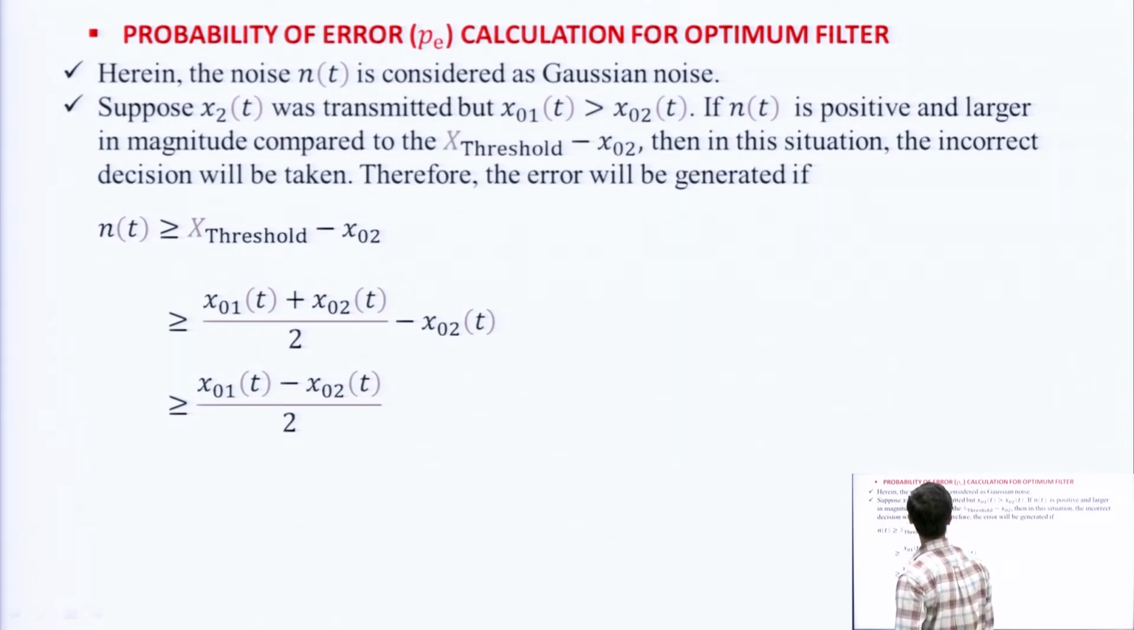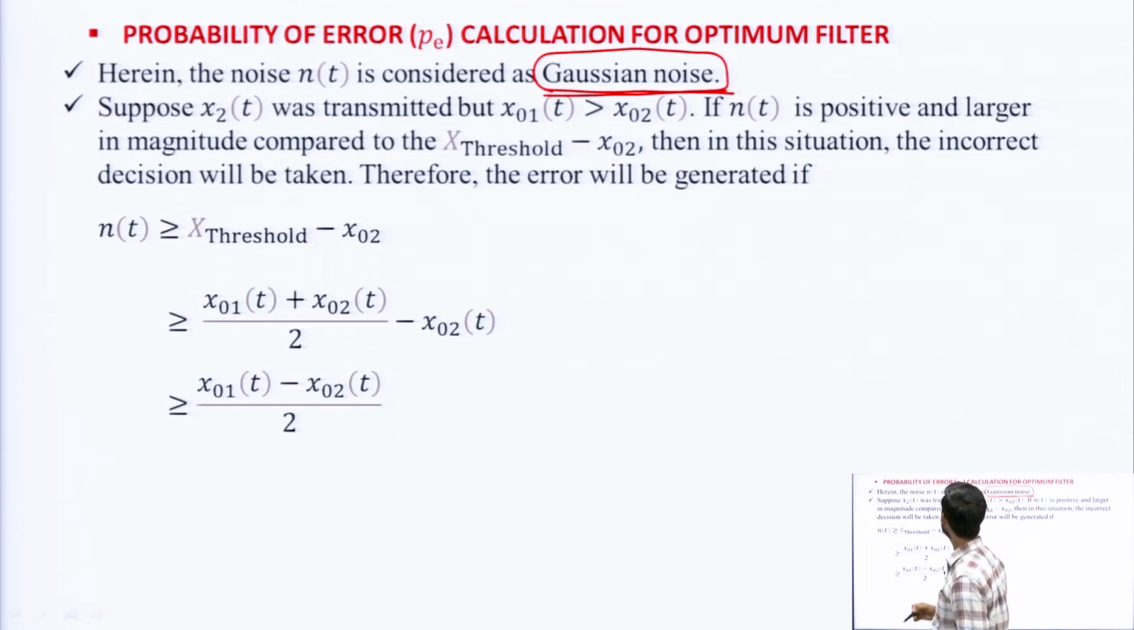Now, we will calculate the probability of error for the optimum filter. Here, the noise n of t is considered as Gaussian noise. This is one of the important distributions. Naturally, many distributions follow the Gaussian distribution, so here we are considering that this noise is Gaussian. Suppose x2 of t was transmitted, but we are getting x naught 1 of t greater than x naught 2 of t.